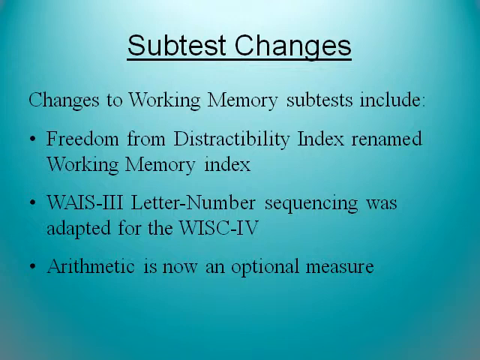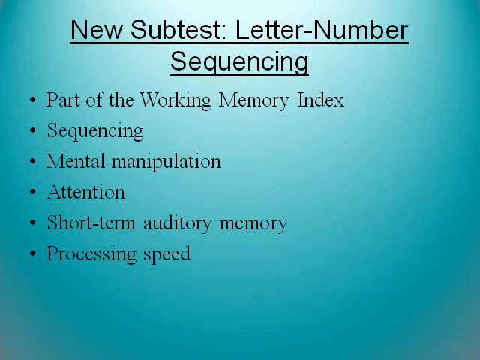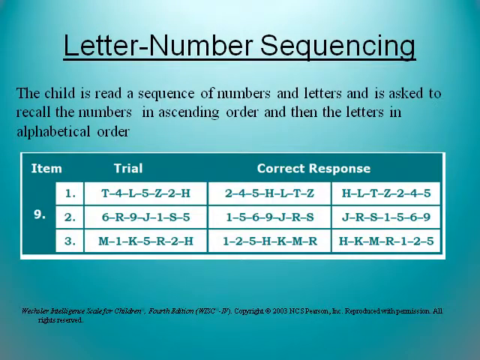Working memory subtest is now freedom from distractibility, letter number sequencing that was adapted from the WISC-III, or the WISC-III adapted the letter number sequencing for WISC-IV, and now arithmetic is optional. It's a supplementary test. Letter number sequencing is now part of the working memory index. It relies on sequencing, mental manipulation, attention, short-term auditory memory, and processing speed. And this is what it looks like.